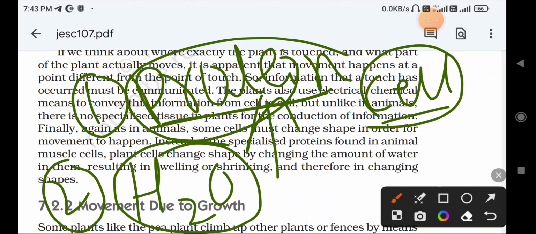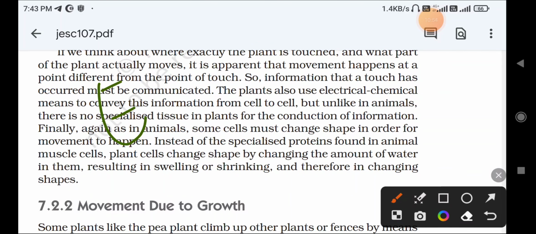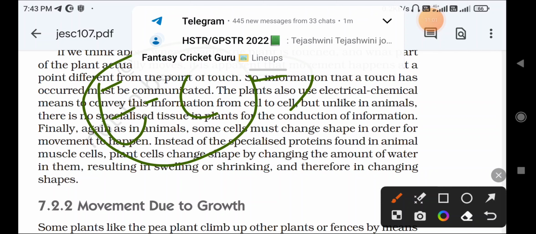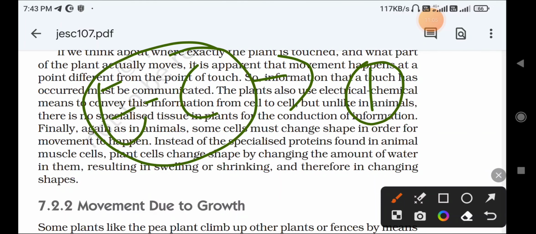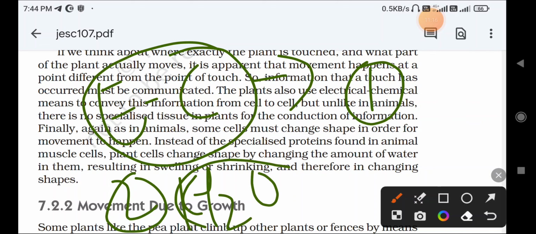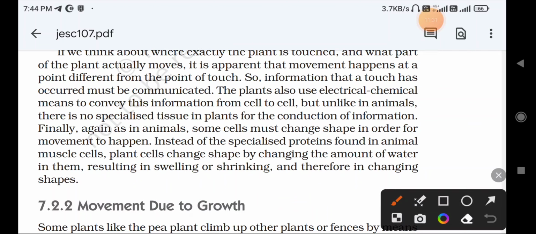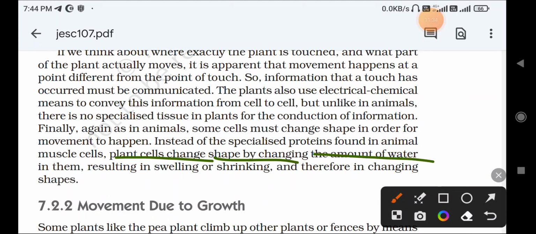So the first question that comes here: how do plants communicate with each other? Which method? Electrochemical method. By the electrochemical method they transfer or convey the information, right? Next, how is this information passed from one cell to another cell? By changing the amount of water in them. Remember that, very important point. So how do plant cells change their shapes? By changing the amount of water in them. Plant cells change the shape by changing the amount of water in them, resulting in swelling or shrinking, and therefore changing the shape.